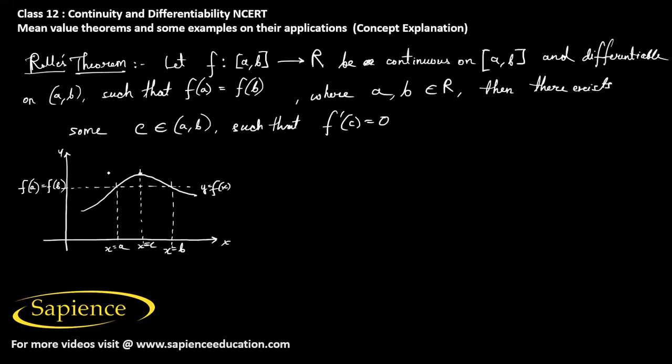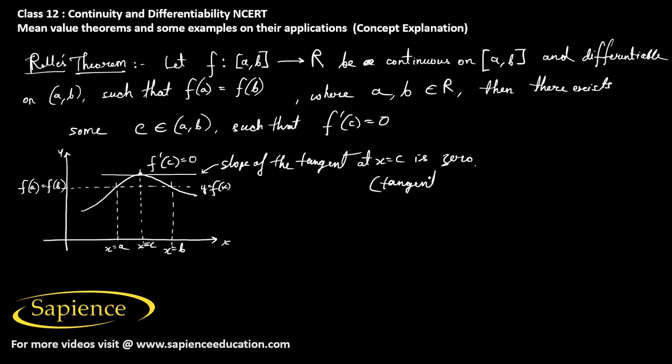It means that the slope of the tangent to the curve at x equal to c will be 0. Therefore f dash c is equal to 0. Since the slope of the tangent at x equal to c is 0, it means that the tangent is parallel to the x-axis. So this is Rolle's theorem.